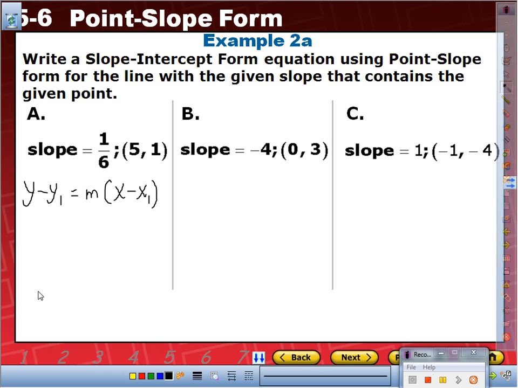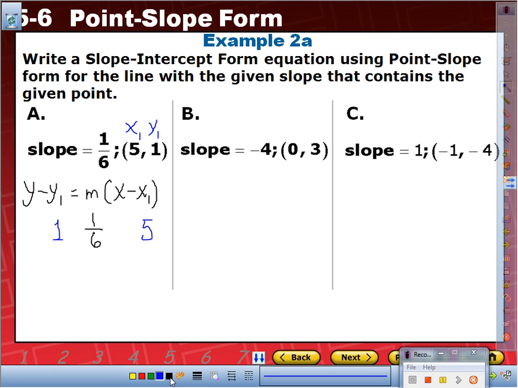From there, substitute the slope and the point. So what is my slope here? 1 over 6. And that goes instead of the m, so I'm going to write it right underneath. The point has values, so I'm going to label this one x sub 1, y sub 1. So where's x sub 1? Right here. So instead of that, I'm going to write what? 5. So that goes right there. y sub 1 is 1. Where's that at? Over here. So this is 1. Are we there so far?